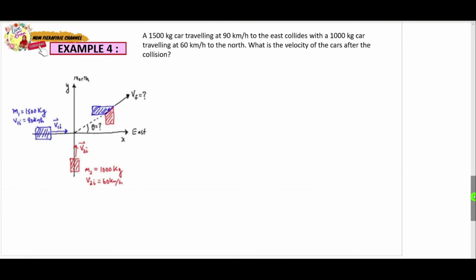Okay, now let's discuss the last example for this video. So we have a 1500 kg car traveling at 90 km per hour to the east. So it's given that the blue color here is a 1500 kg car. So we put as M1. Okay. And U1. So given that U1 is 90 km per hour. So make sure you change to meters per second.